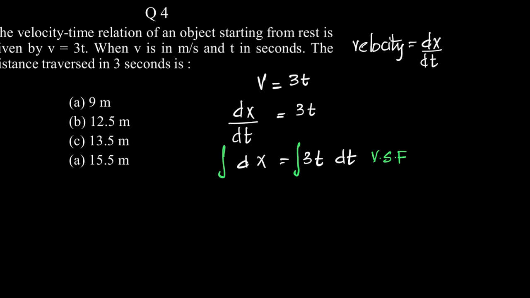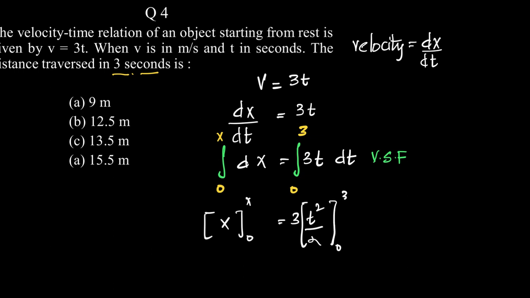Now, if you have observed the previous problem, I have very clearly stated the logic of inferring the limits. x will vary from 0 to x, and the limit here, since we are asked to find the distance traveled in 3 seconds, we'll have to integrate from 0 to 3. Now, what is the integral of dx? It is x. So x varying from 0 to x times the integral of 3t dt, which is 3 into t square by 2, the whole varying from 0 to 3.